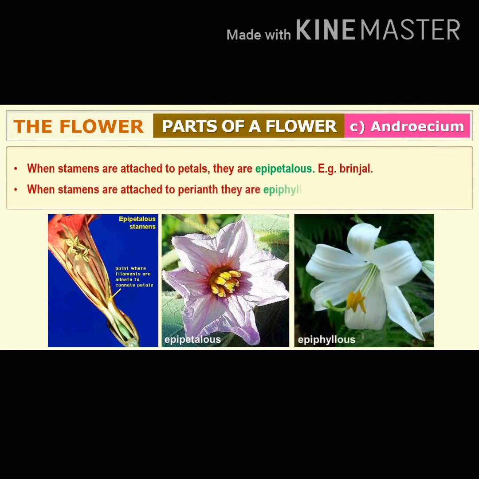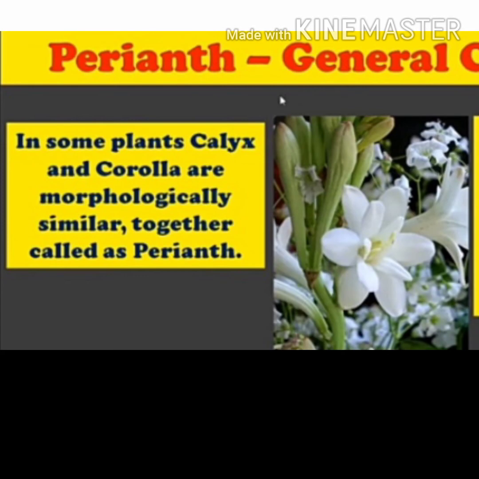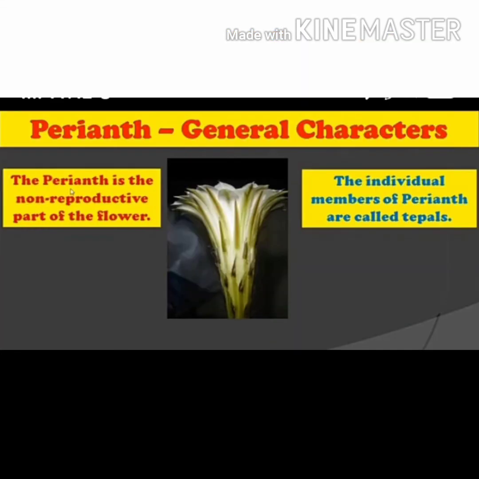Epipetalous stamens are present in brinjal. In some cases, the stamens are attached to the perianth. That condition is called epiphyllous. Example, lily. Then what do you mean by perianth? In some plants, calyx and corolla are morphologically similar, and together they are called perianth. Perianth is the non-reproductive part of the flower. The individual members of the perianth are called tepals.